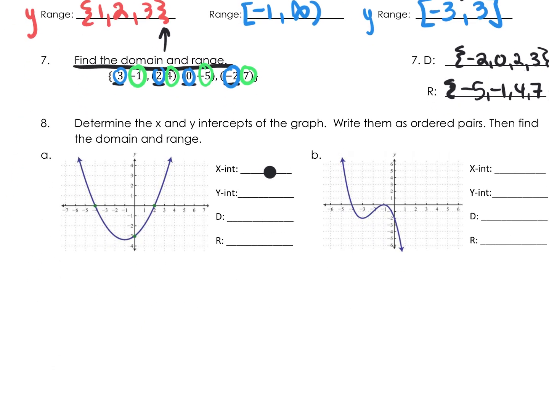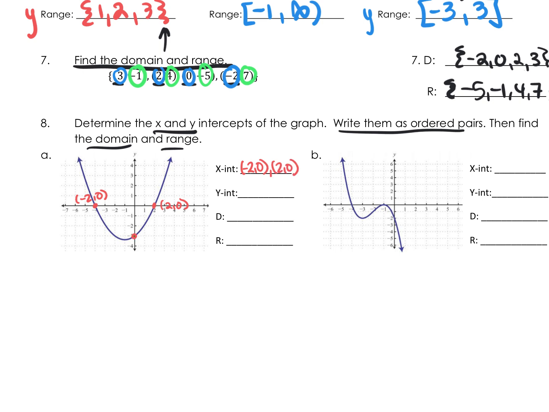Alrighty, lastly here, we're going to do the x and y intercepts and then the domain and range. And we're going to write our x and y intercepts as ordered pairs. So here, we'll look at our x intercepts first. So our x intercepts are going to be where we cross the x-axis. So that's these 2 points right here. So the coordinates of those points are 2, 0, and -2, 0, because the y value is 0 at those points since we're on the x-axis. So this is going to be -2, 0, and 2, 0.